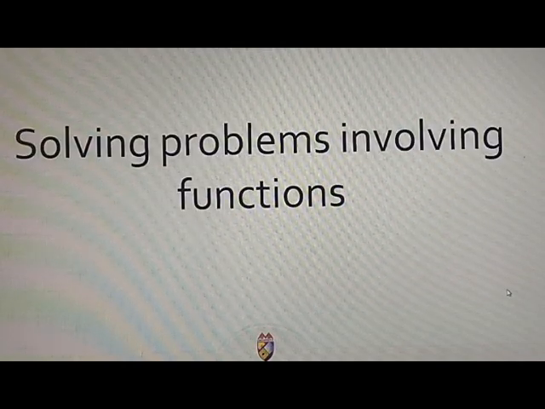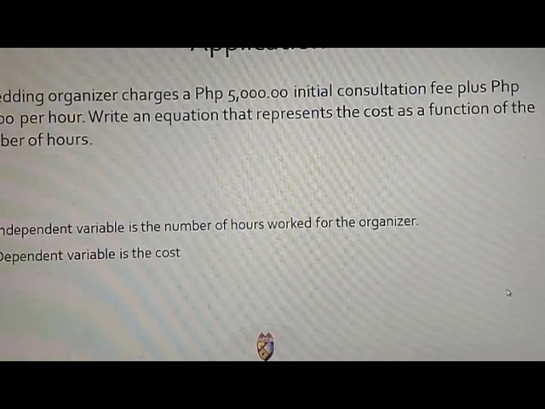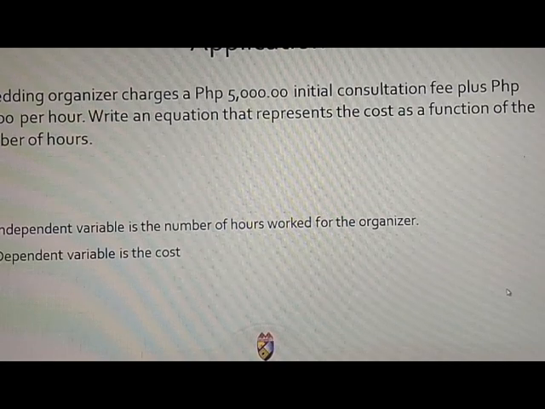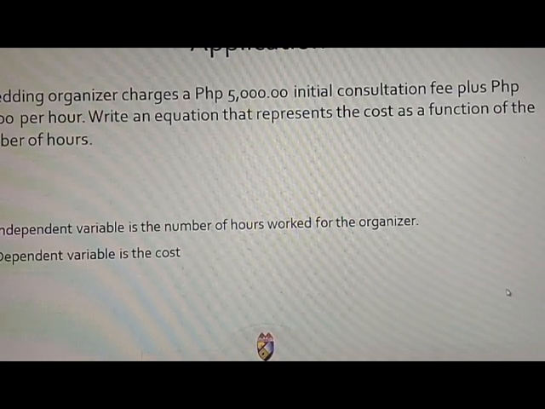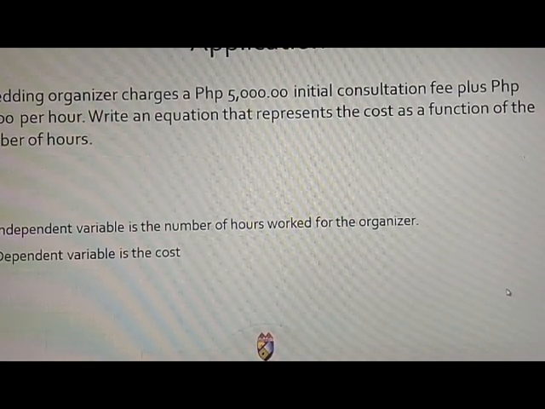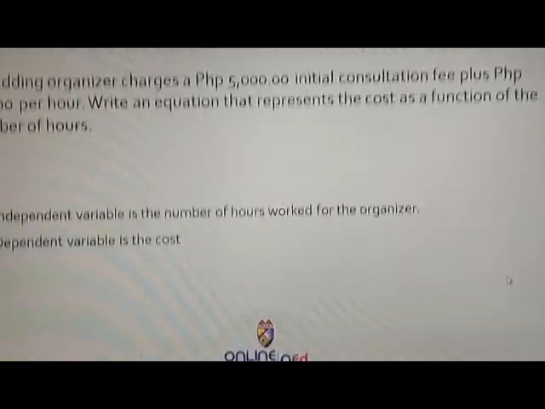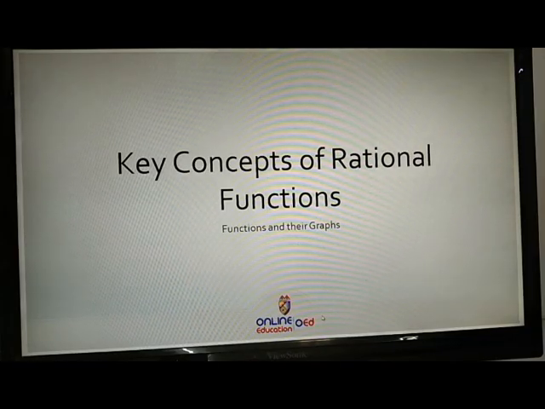Solving problems involving functions. Key concepts of rational functions.